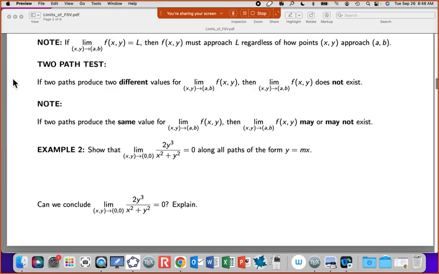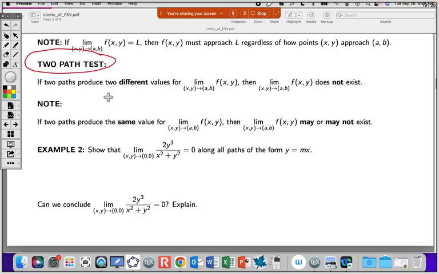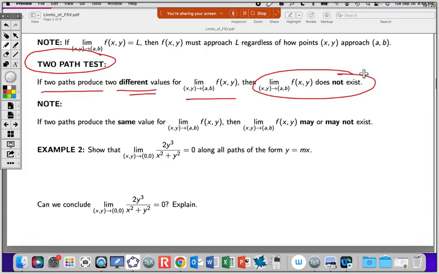So here's our 2-path test. This is like what we saw here. If 2 paths produce different values for the limit, then the limit doesn't exist. So if you go along one path and get 1, and you go along another path and get 8/5, the limit plain out doesn't exist. On the other hand, if 2 paths produce the same value, the limit may or may not exist. So if in the 2 paths we did earlier, we looked at y equals x and y equals 2x, if both of those went to 1, well, that just means that those 2 paths give you the same limit. There's still infinitely many other paths we have to check.